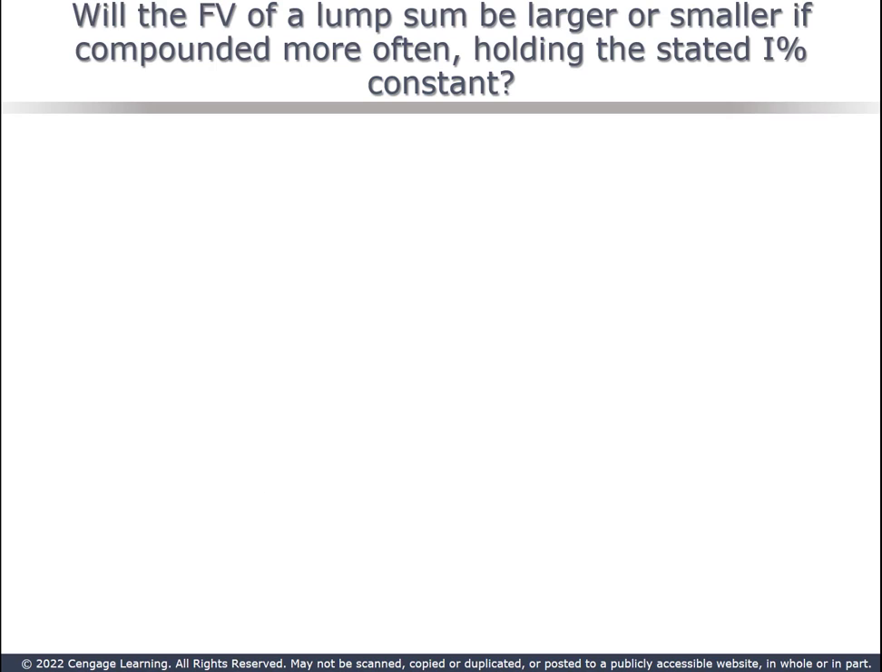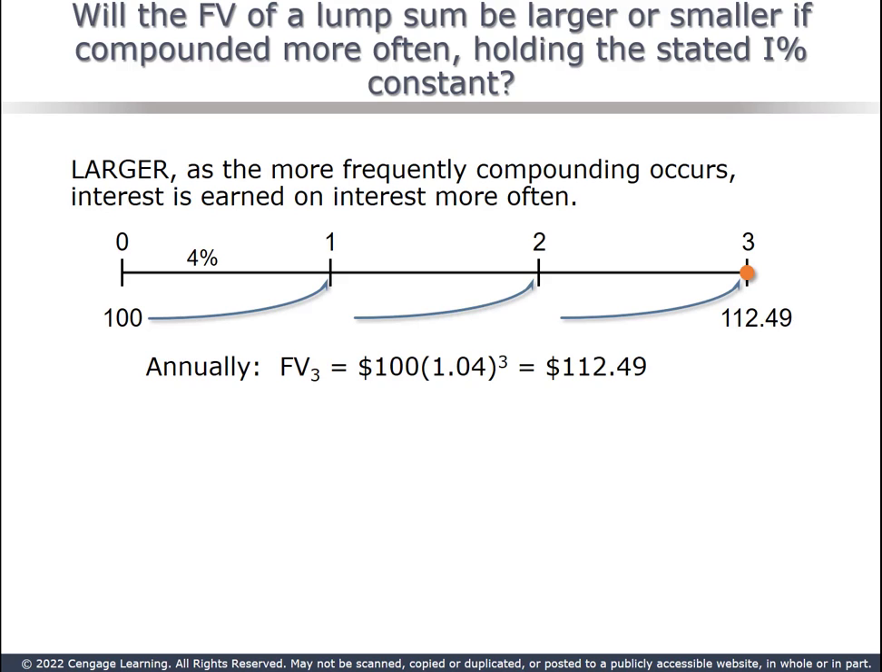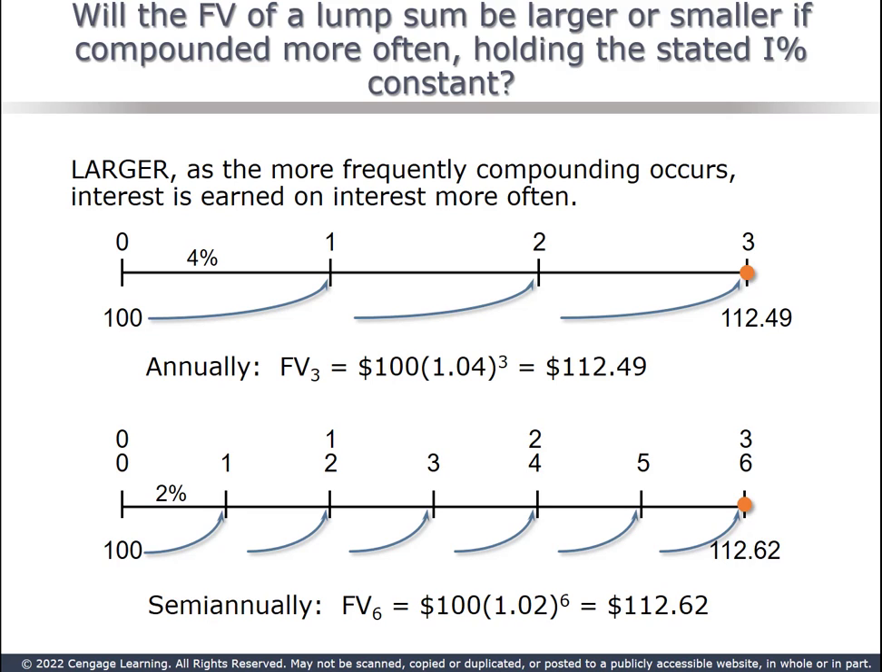Let's talk a bit more about interest rates, how they're quoted and used in time value of money calculations, and the impact of compounding period. The question here is, will the future value of a lump sum be larger or smaller if compounded more often, holding the stated interest rate constant? This is meant to address the power of compounding. It's going to be larger. Look at the example. The more frequently interest is compounded, the higher the future value.